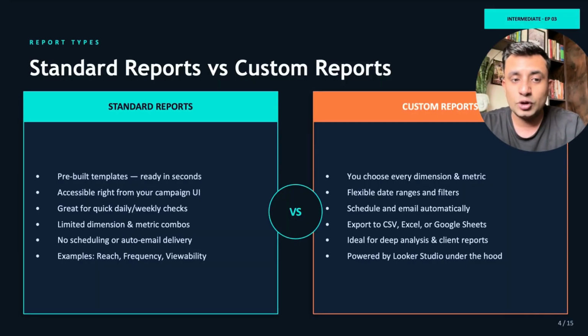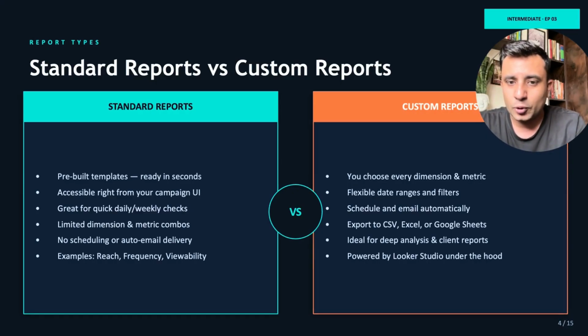Then, no scheduling or auto email delivery option is available in standard reports. An example of standard reports is the reach report, which people generally download just by clicking on reach, adding their advertiser ID and downloading these reports. Then frequency reports and viewability reports are other examples of standard reports.